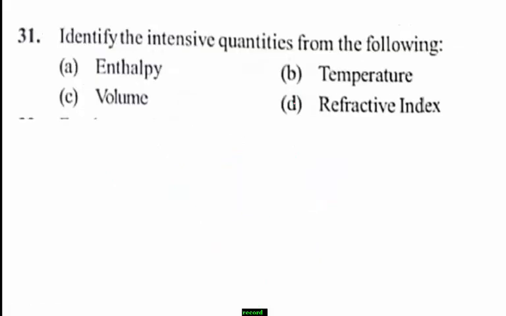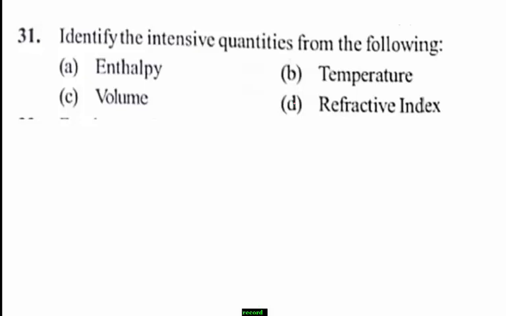Next question number 31. Identify the intensive quantities from the following. Option A, enthalpy. Option B, temperature. Option C, volume. Option D, refractive index. Yes, which one is the right answer?